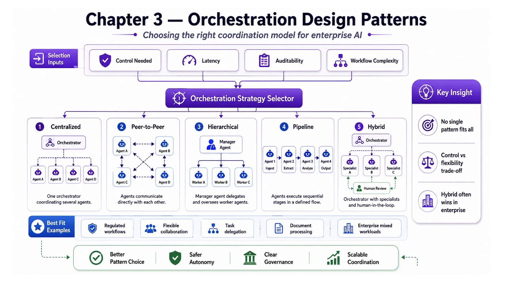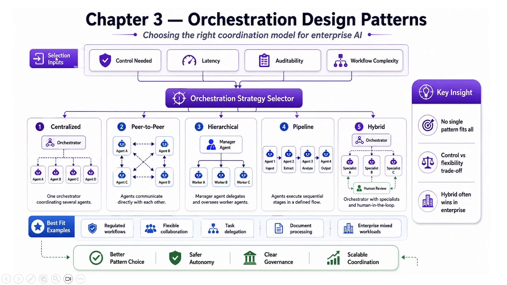So this is what we have in chapter 3, guys. Please get the book for detailed information, code guide, and full implementation. And then we have this architecture that we have put together: choosing the right coordination model for enterprise AI.